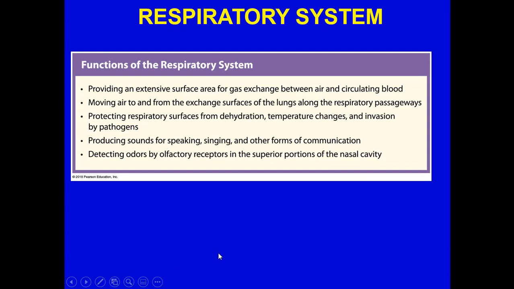Now, the functions of the respiratory system include the following: providing an extensive surface area for gas exchange between air and circulating blood, providing air to and from the exchange surfaces of the lungs along the respiratory passageways, protecting the respiratory surfaces from dehydration, temperature changes, and invasion by pathogens, producing sounds for speaking, singing, and other forms of communication, as well as detecting odors by olfactory receptors in the superior portions of the nasal cavity.